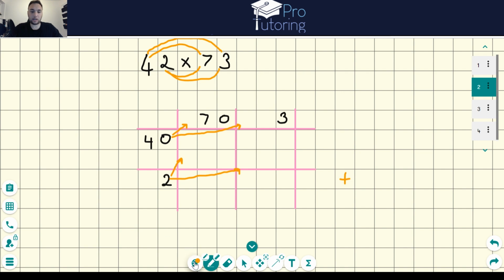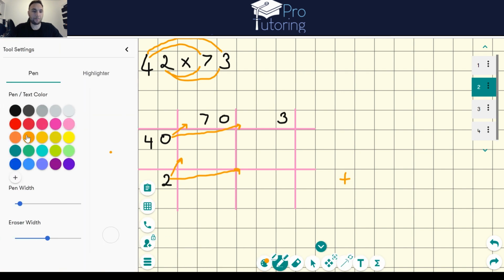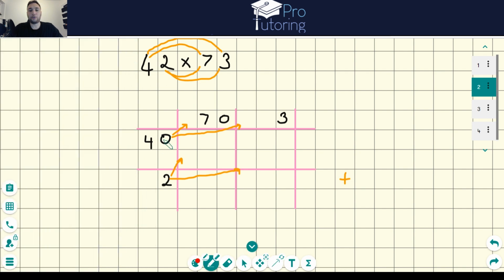So I'm going to change my color from orange and keep those arrows there. Let's go red. So 40 multiplied by 70. Well, what I do is 4 times 7 is 28. And then I multiply that by 100. So we have 2,800. Now, usually I would say always have one number per square. But for the sake of this grid, we're going to ignore that. Now I'm going to do 40 times 3, which is 120.